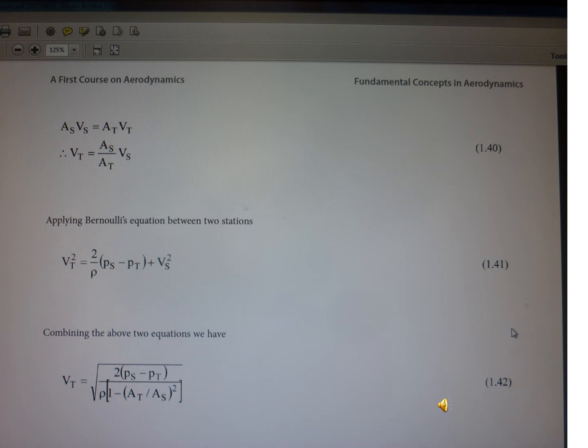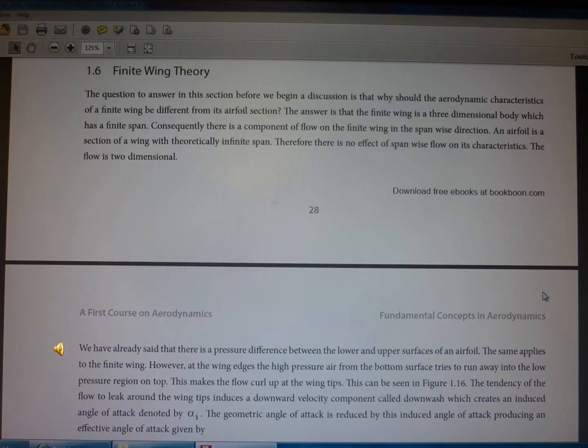VD equal to the square root of 2 multiply PS minus PD divided by rho multiply 1 minus AD divided by AS, the whole square. This is a Venturi theory.